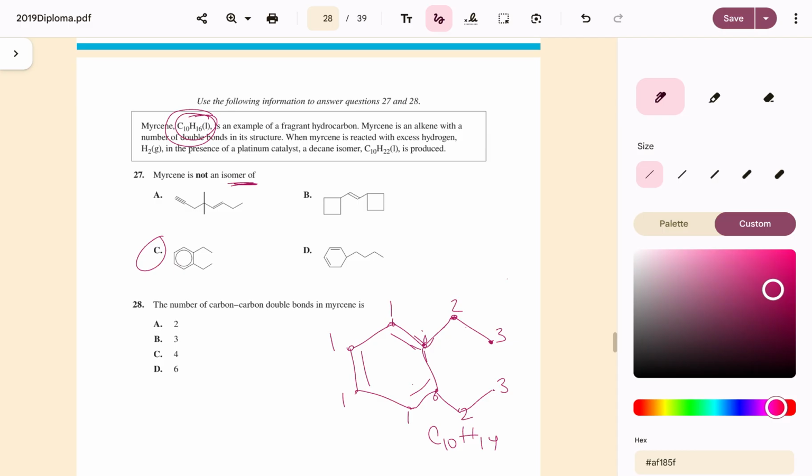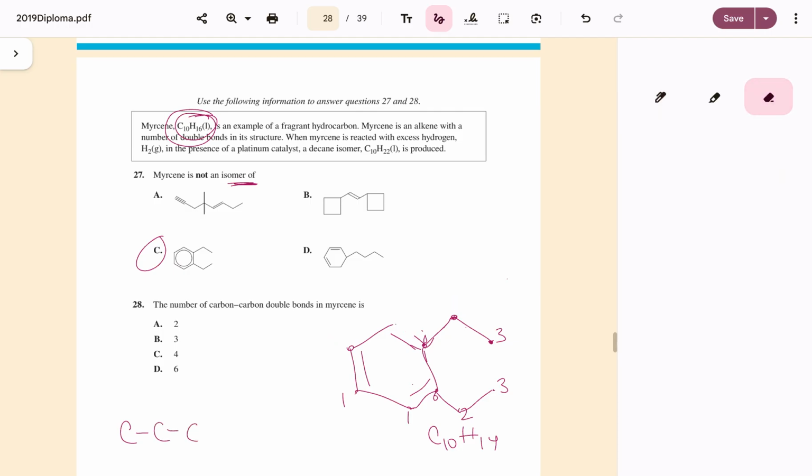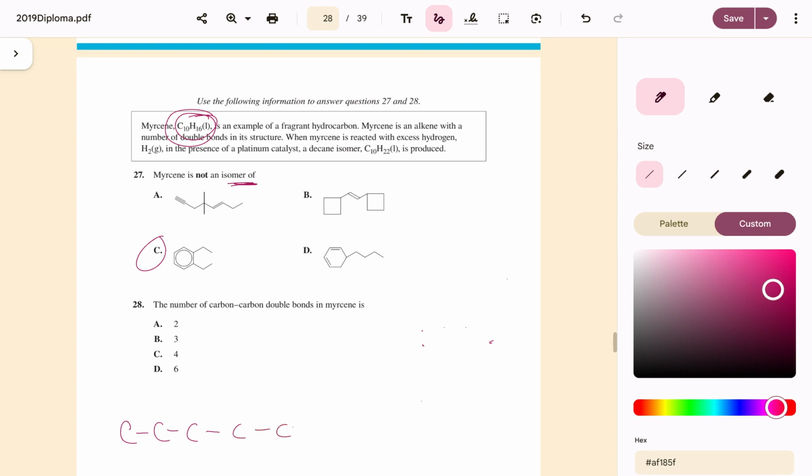The other part here is asking about the number of double bonds. I do think the easiest way for me to see this one was just to try and draw it. Even though I don't know what it looks like, I do know that I have 10 carbons altogether, 1, 2, 3, 4, 5, 6, 7, 8, 9, 10, and I have 16 hydrogens to place. Organic molecules like to be symmetrical, so I'm going to start by placing my hydrogens. So now I've placed 6, 7, 8, 9, 10, 11, 12, 13, 14, 15, 16.